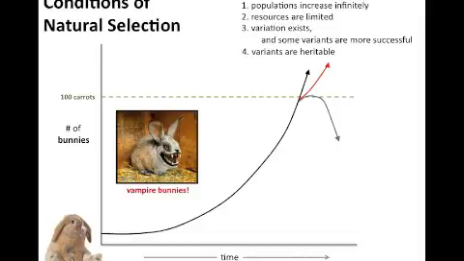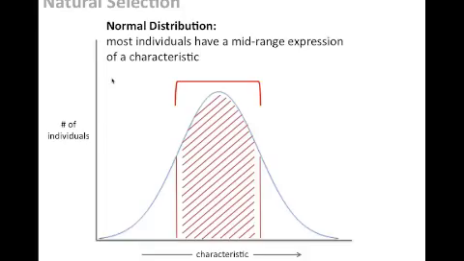So let's talk about a couple of the different types of natural selection, because this particular diagram is showing us a normal distribution of characteristics. In a normal distribution, this just means that most individuals have a mid-range expression of a characteristic.